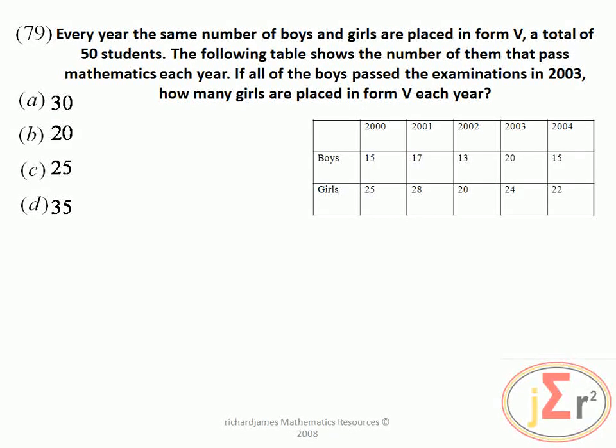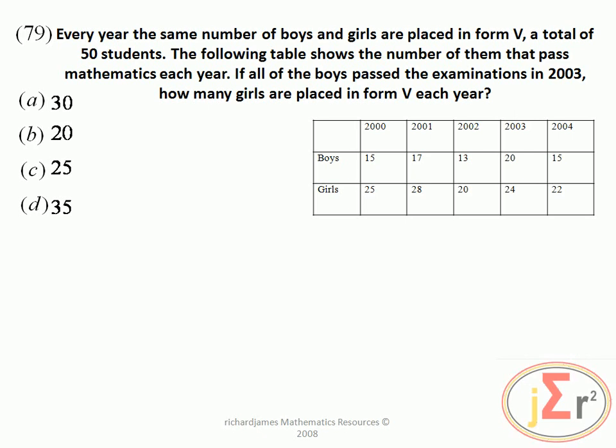Every year, the same number of boys and girls are placed in Form V, a total of 50 students. The following table shows the number of them that pass mathematics each year. If all of the boys pass the examination in 2003, how many girls are placed in Form V each year? So what is this statement of the problem really saying?